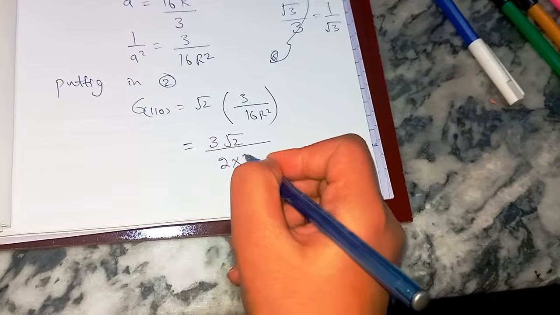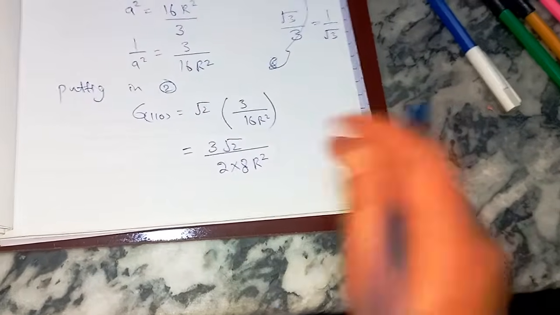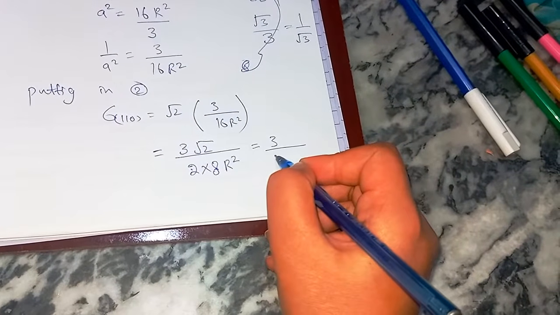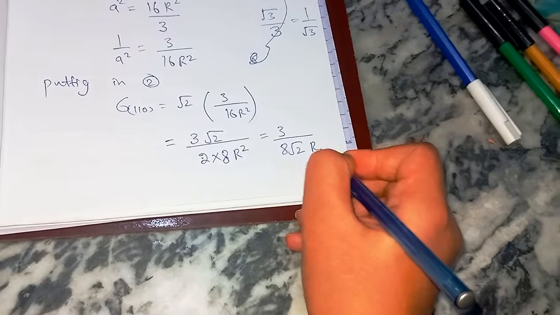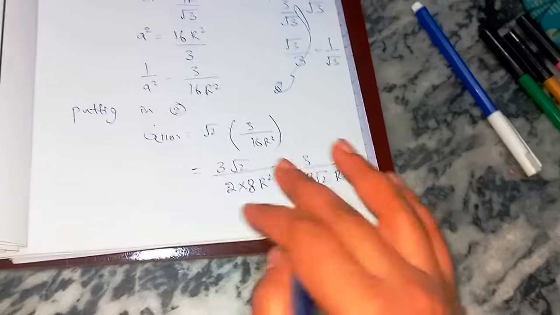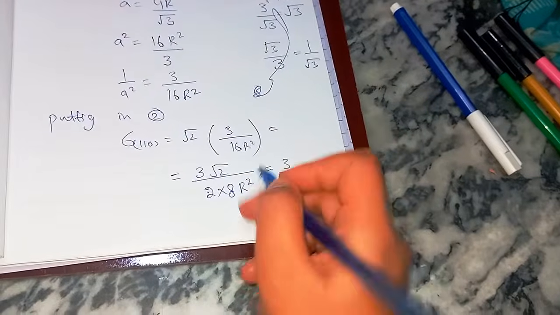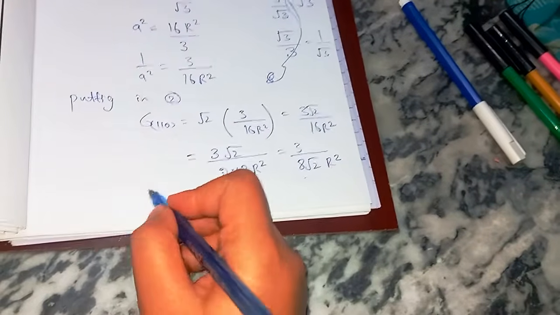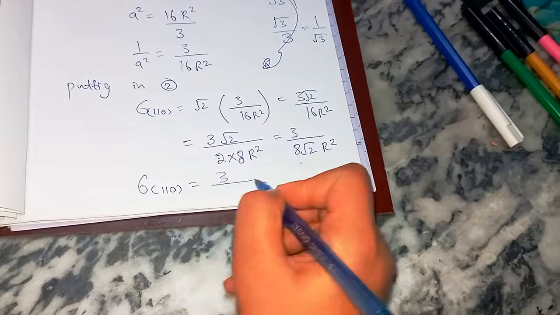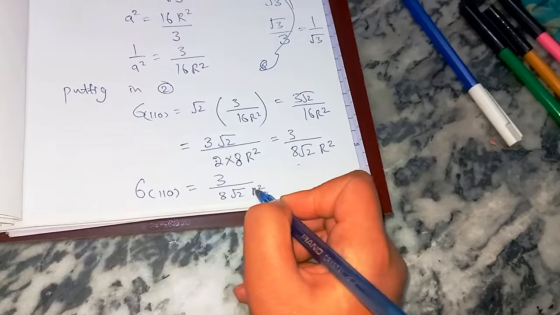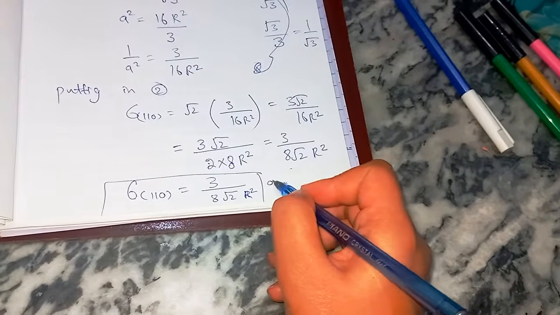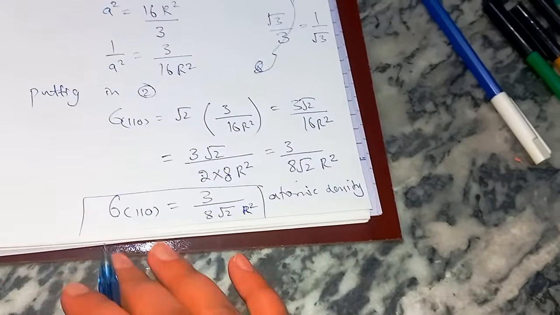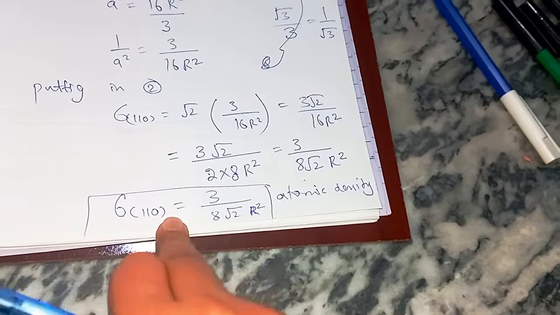We can write it as 2 multiplied by 8 r square, right? So it's 3 by 8 under root 2 r square. Okay, so you can write it like that, or even this would be fine as well, whatever is comfortable for you. So 3 by 8 under root 2 capital R square. This is the planar density in terms of atomic radius, and it's for 110 plane in BCC.